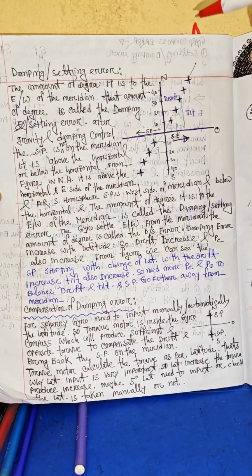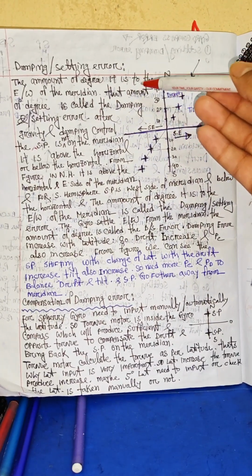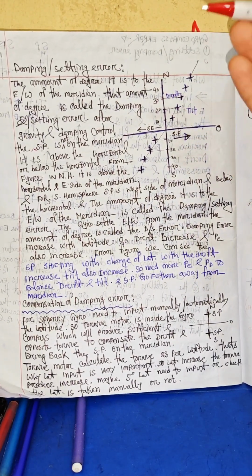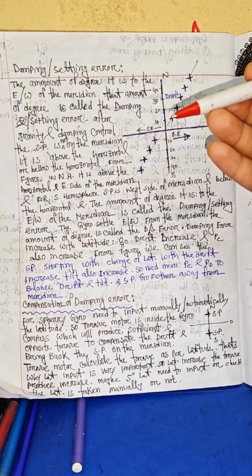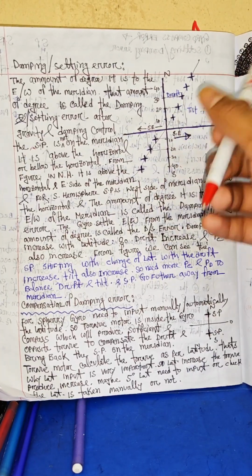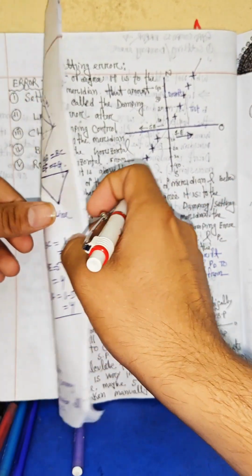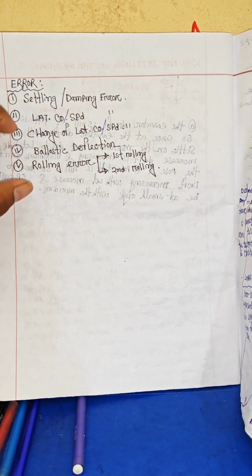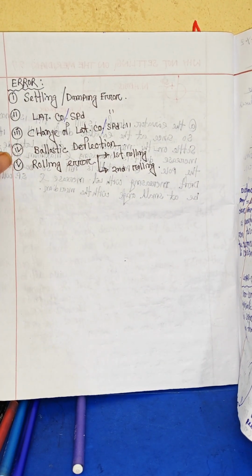So viewers, today our topic is the settling or damping error for the gyro compass. This is a very important question for the Class 2 / Class 1 deck preparatory for the DG. So you have to know this one, guys, for the written exam and also for the oral exam.